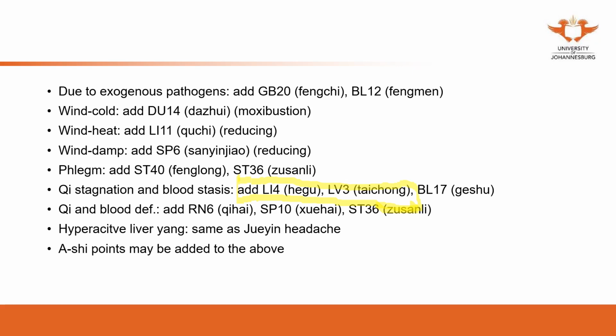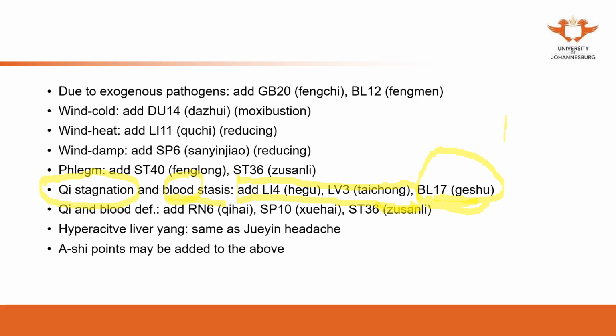For example, another patient presents as bad temper, irritation, then you can use these points as well. Especially, it's more suitable if this patient presents as irritation and headache. Then you can use large intestine 4 and liver 3. You also can add bladder 17. Bladder 17 is the meeting point of the blood. So you're going to use bladder 17 to assist the blood problem.